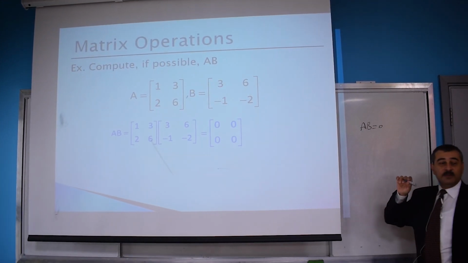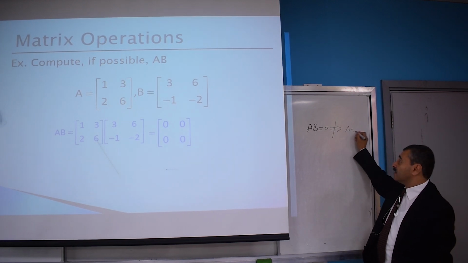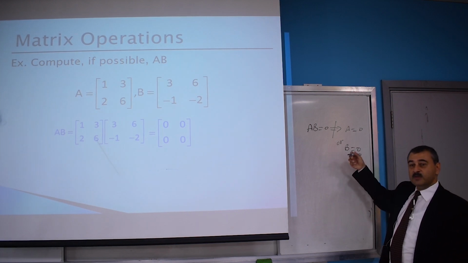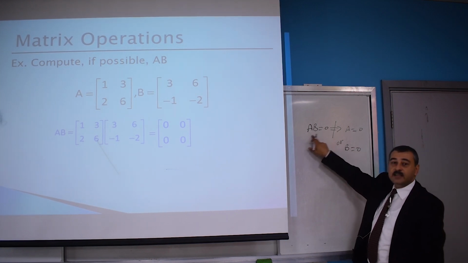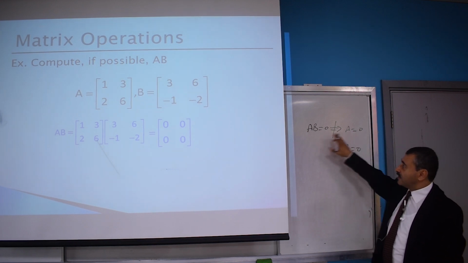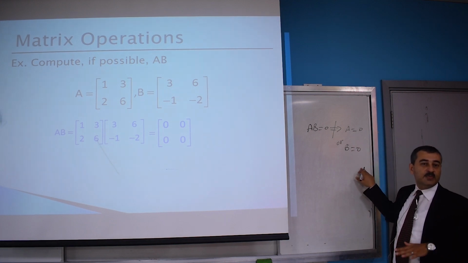In some problems you will find that AB equal to 0, and this does not imply in general that A equals 0 or B equals 0. Later on we'll see when this guy implies this condition. But for now, this guy does not necessarily imply that any of them must be 0.